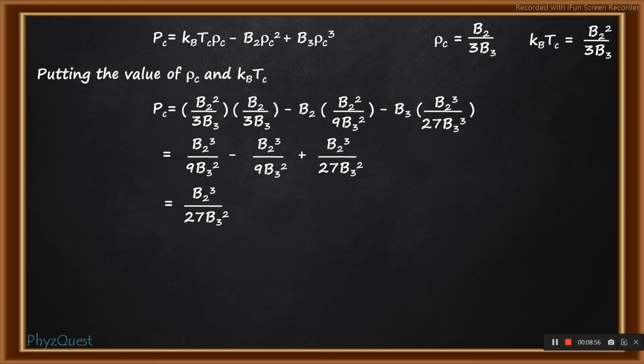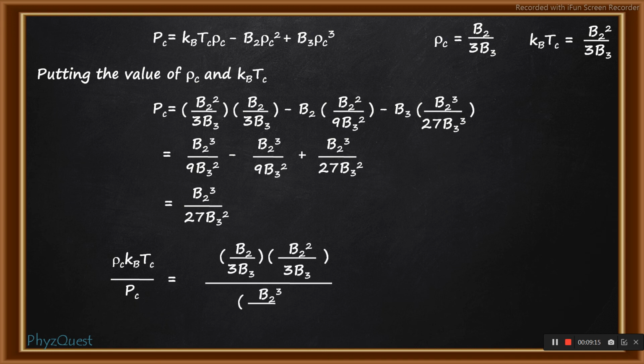Now let's come to our question. In the question we are asked to calculate the value of the expression rho c kBTc divided by pc. So we have got rho c, we have got kBTc, and we have got pc. So just by putting all the values in the expression and simplifying it, ultimately we will get the value of this expression as 3.